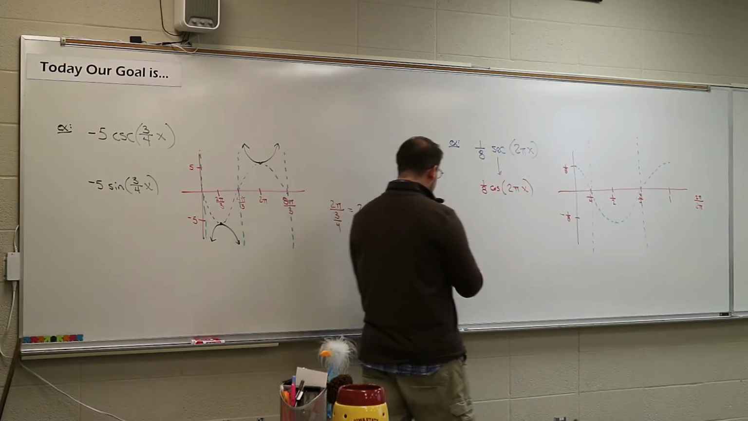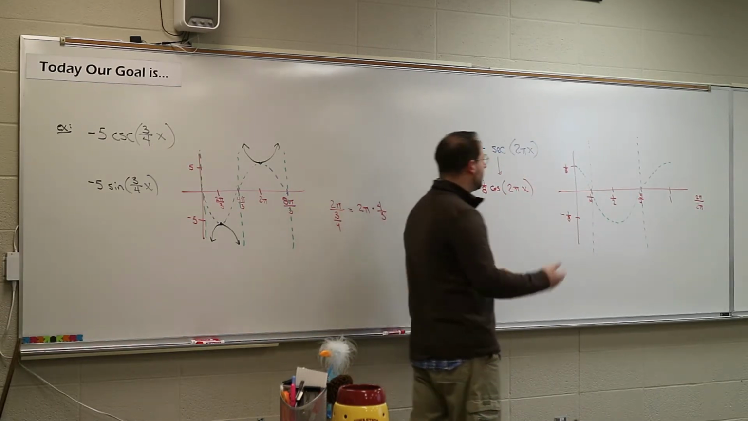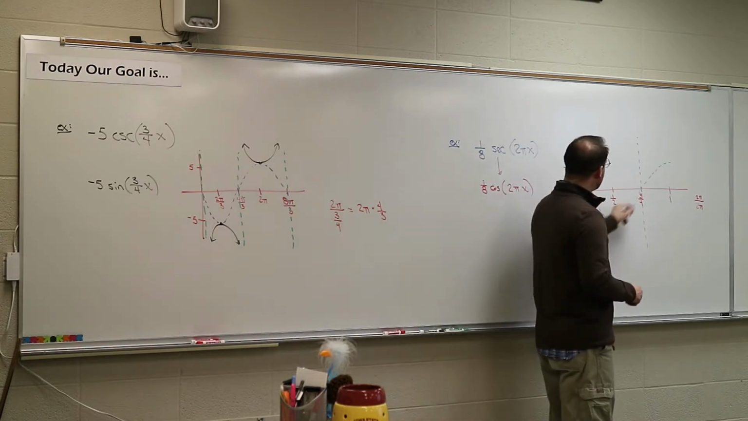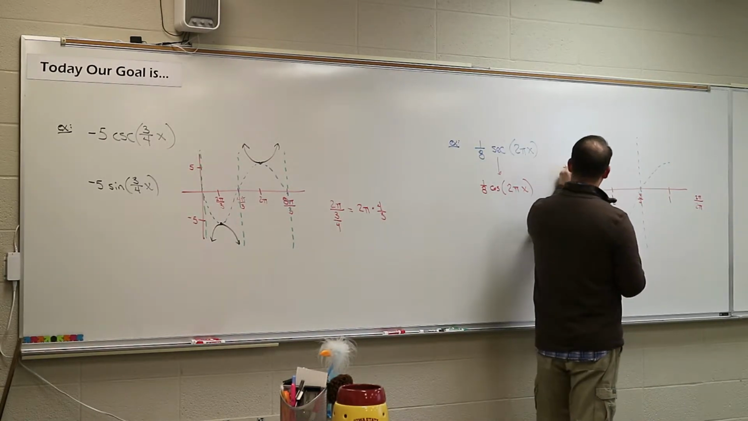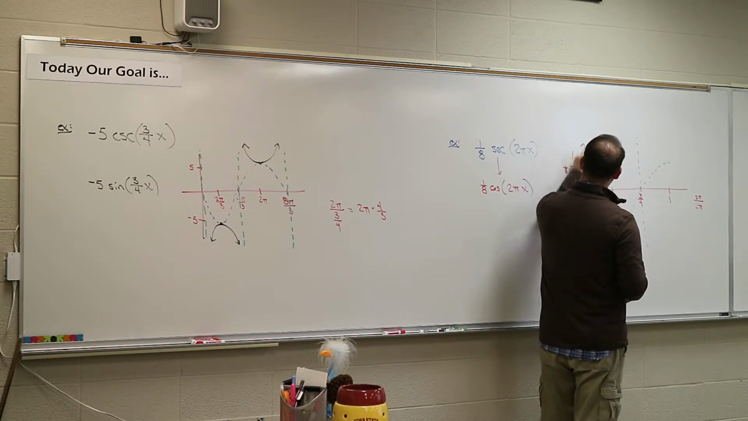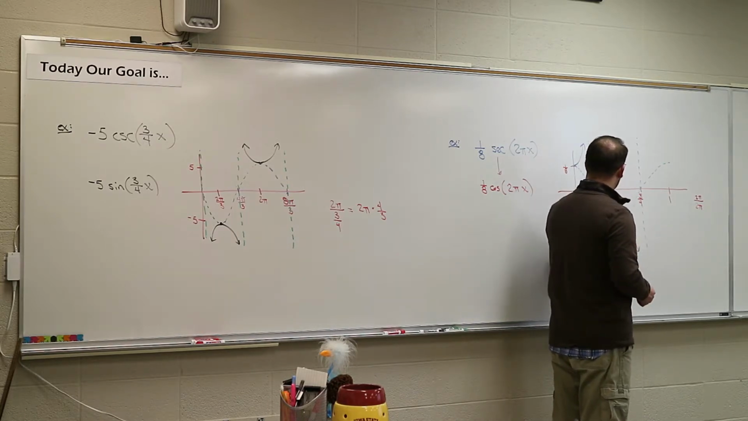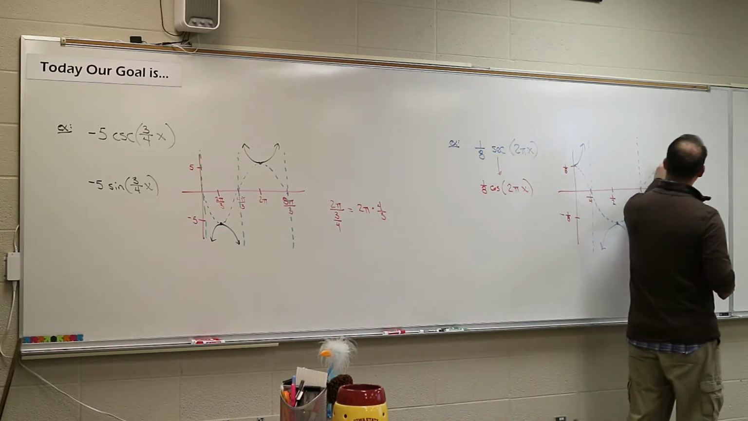And now from there, I can draw the secant graph. The secant graph is going off the cosine, but it's going the opposite direction. So it starts at the peaks and valleys and goes the other direction. Now, again, this is only one picture.